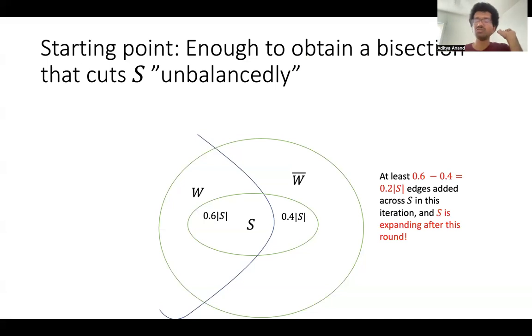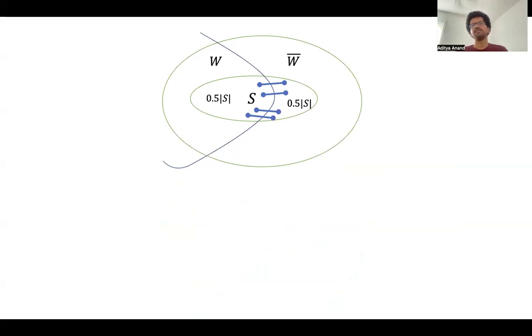Then we are in very good shape because no matter what matching is added by the matching player, at least 20% of S vertices here on the left will have to be matched outside S in any perfect matching between the left and right. But that means that S is actually expanding after this. So we don't need to worry about this set S after this round. So if this happens for a set, we are in great shape. But this may not happen. The cut that the cut player outputs may actually be quite balanced. Let's say almost 50-50.